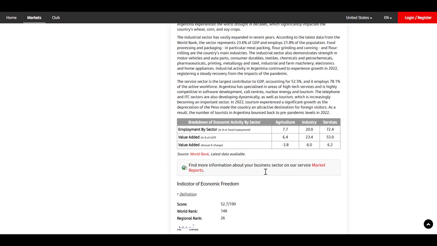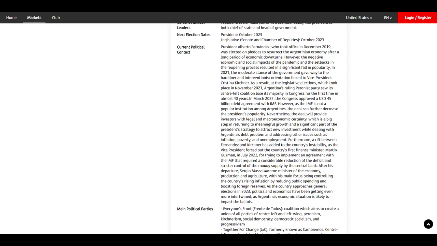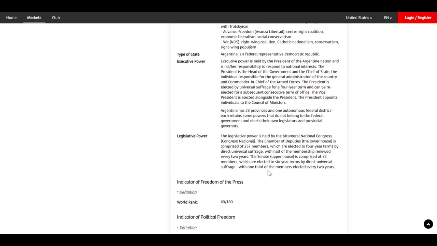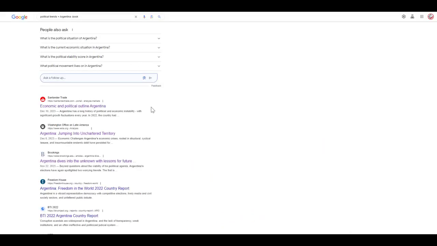This is important, and I can just scroll through here and look at the different information provided here: political parties, type of state, legislative power, things like that. So I like that one.